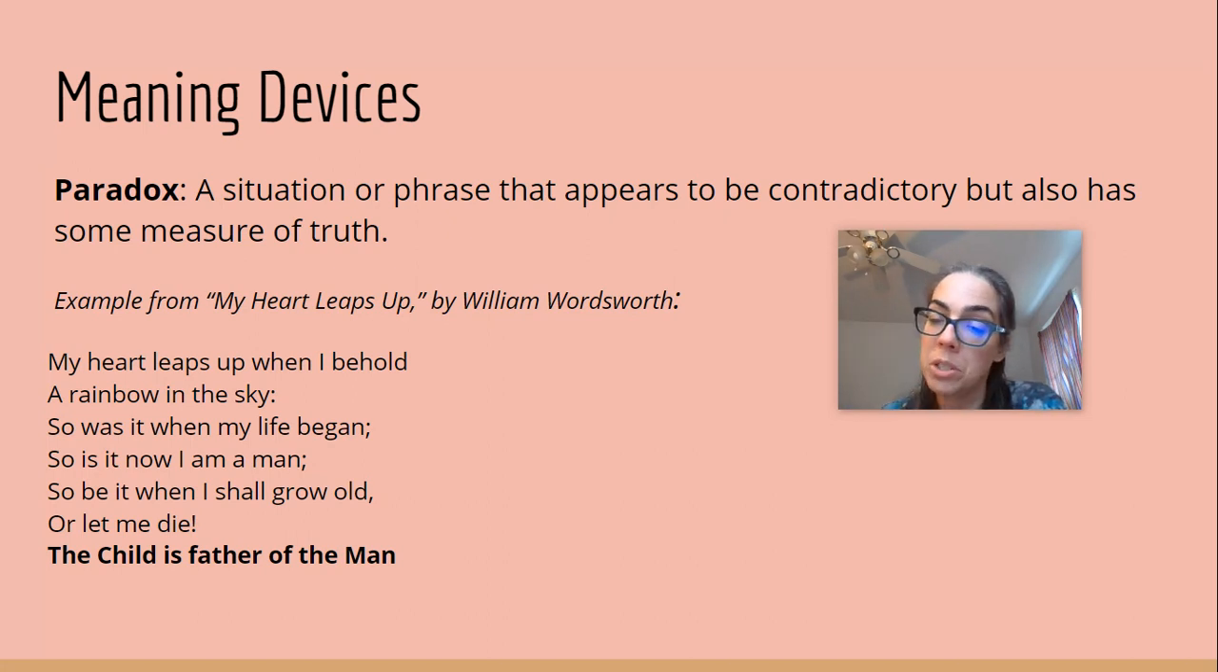I mean, how is the child the father of the man? That kind of makes no sense. But it really does, because everything that happens when we're children goes on to inform who we are as adults. So he is saying that who we are as children, what happens when we're children, and maintaining that thread of being a child even when we're older is kind of in charge of us.